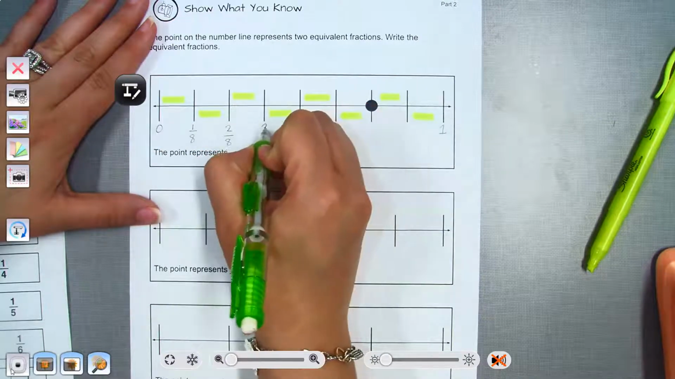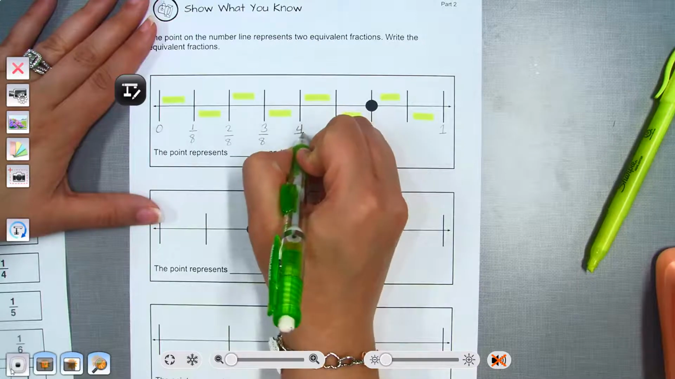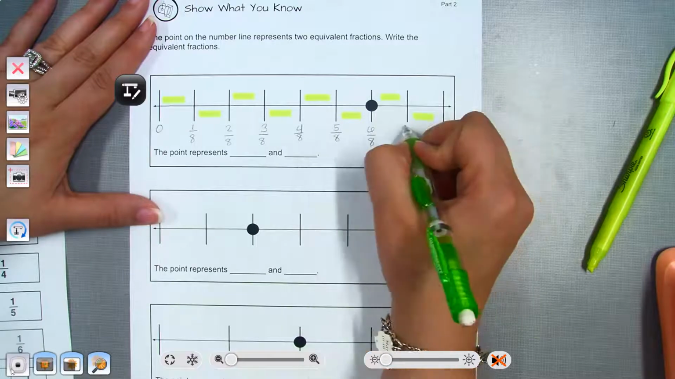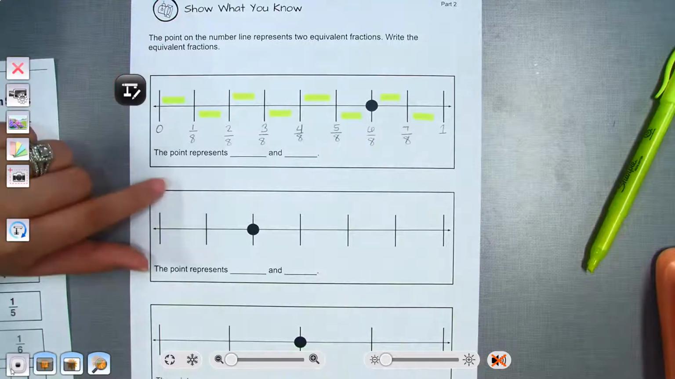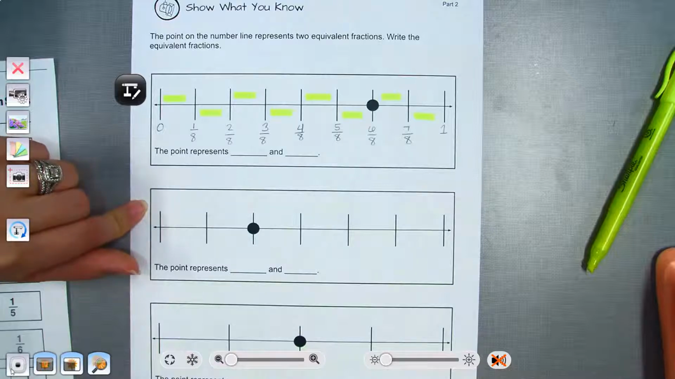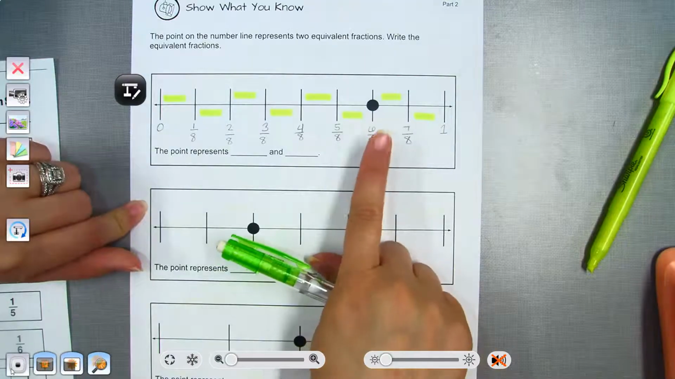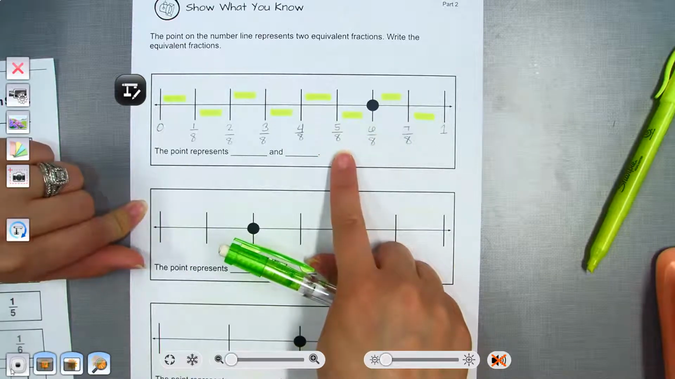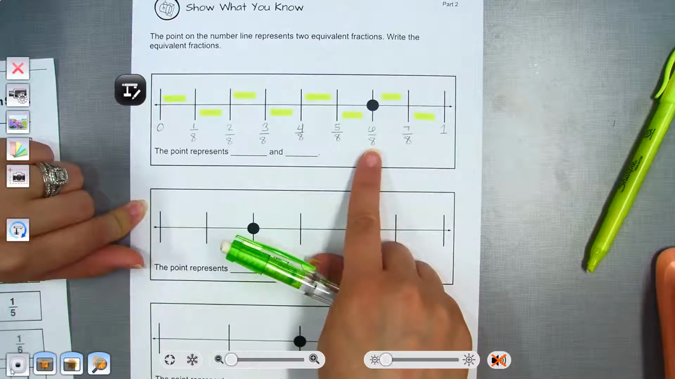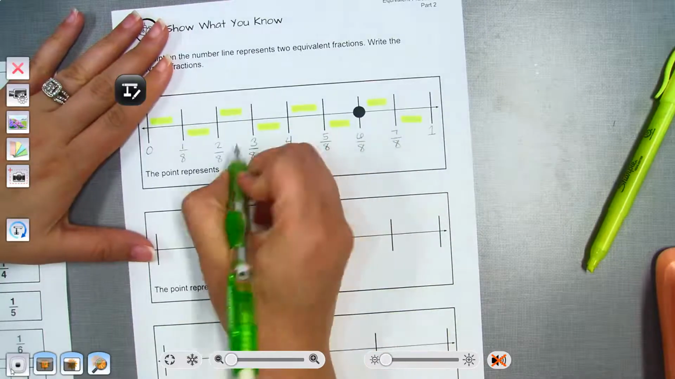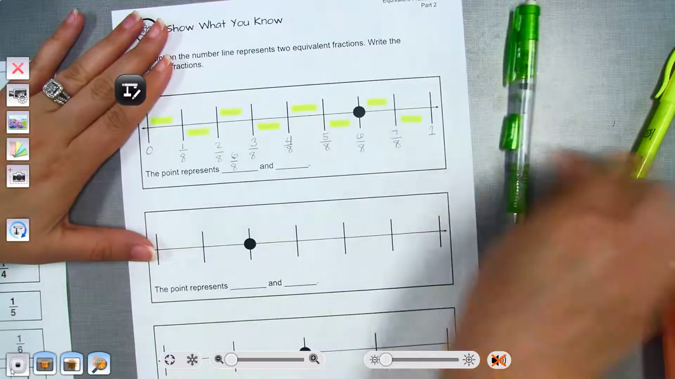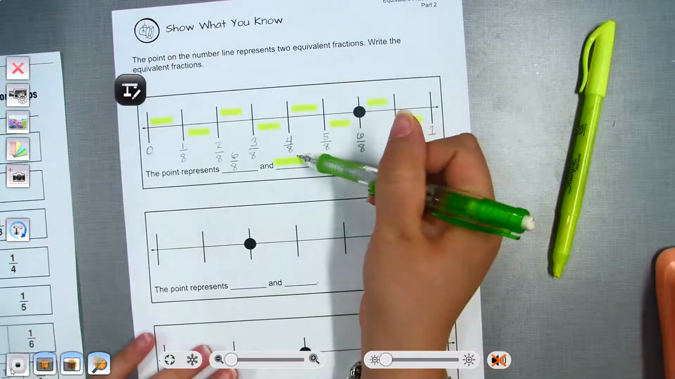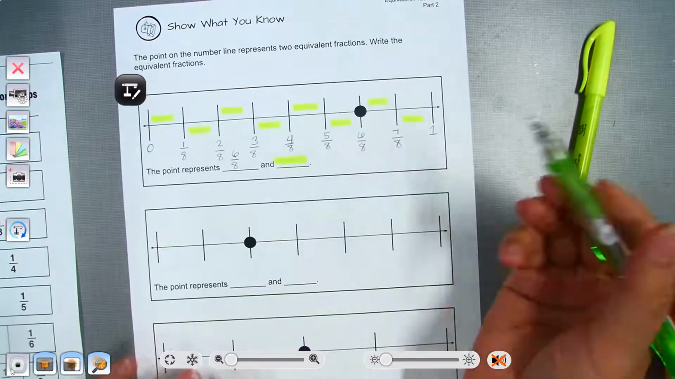You need to be doing this on yours. 3/8, 4/8, 5/8, 6/8, 7/8. So I need to know what is equivalent to 6/8. So the point represents 6/8, and I need to find another point. Okay. So in a little bit, you're going to find the other point that represents 6/8.